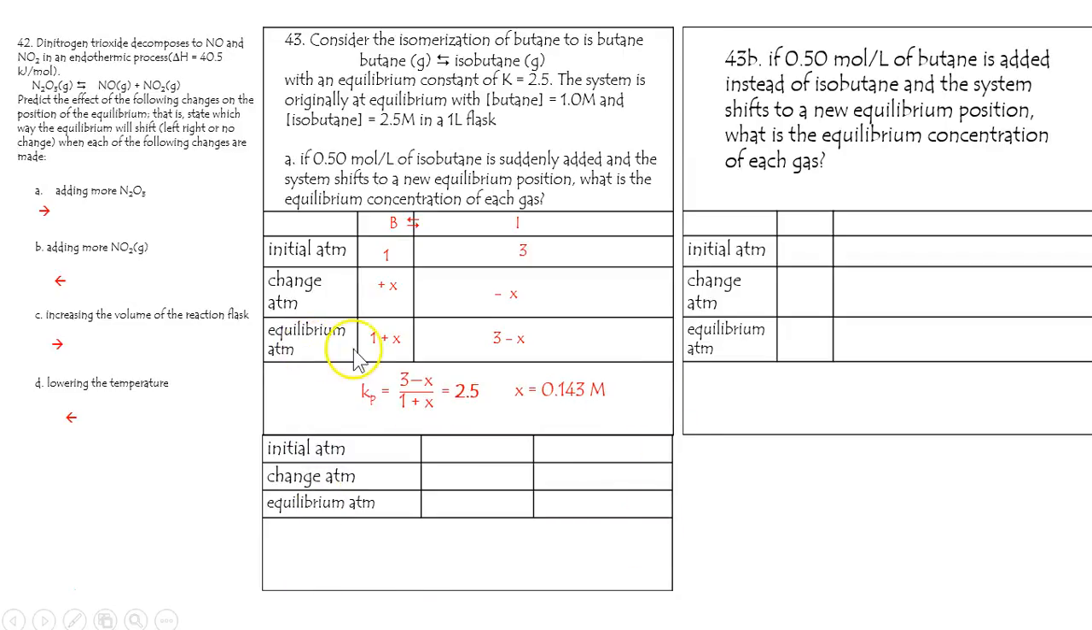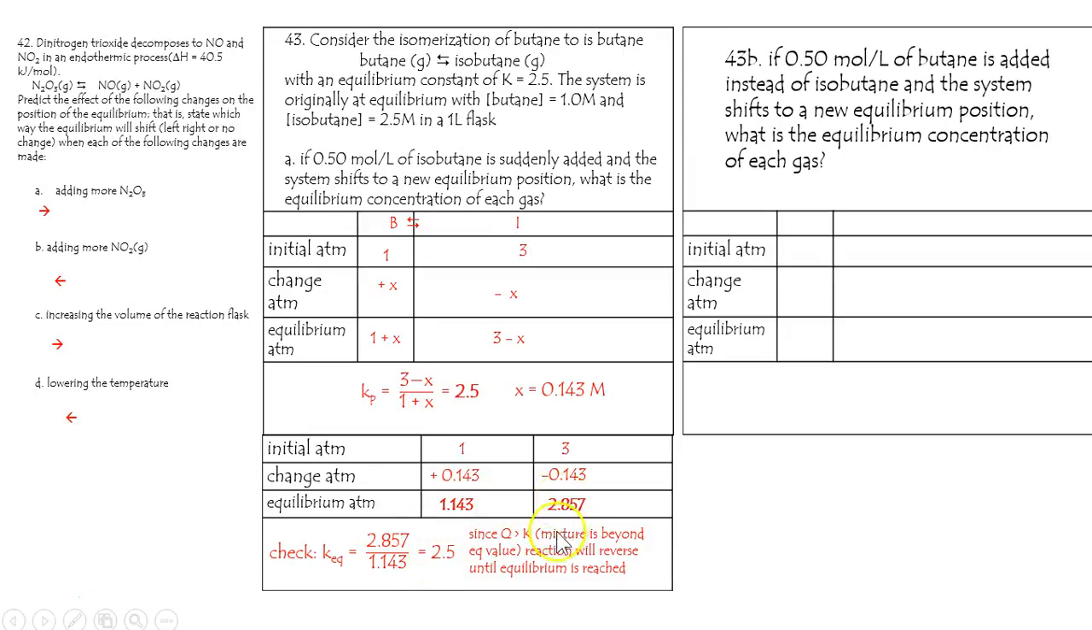Now, I wouldn't recommend doing what I do here, set up a whole fresh ICE table. It's just too time consuming. Just add 0.143 to the butane, subtract it from the 3, and resolve to get your K sub EQ. This should not be K sub P because we do have molarities. So KEQ, once we plug in our new numbers, is going to be still 2.5. They're not asking for that. They just asked for the concentrations of each when you're done. So those are your two answers right there.